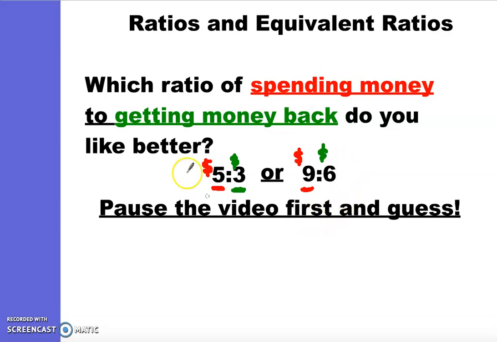Okay, let's go back to the question. Which ratio of spending money to getting money back do you like better? Do you like spending $5 and getting $3 back? Or do you like spending $9 and getting $6 back? I want you to pause this video first and take a guess. If you need a paper and a pencil, you can use them, or if you want to do this in your mind, take a guess. But right now, pause this video and then I'll talk again in 5 seconds.